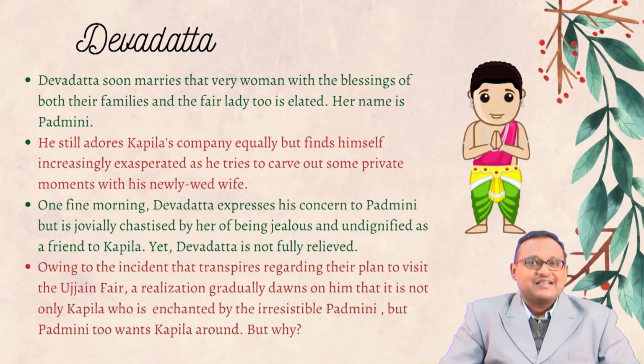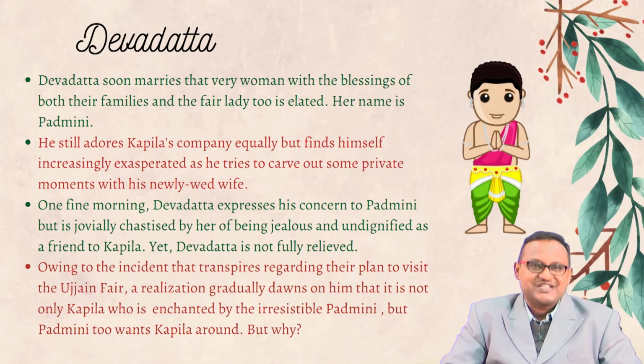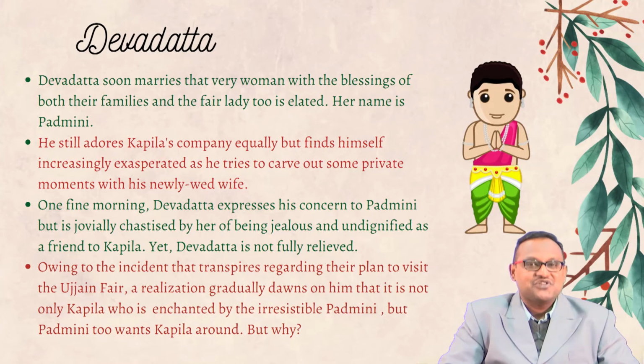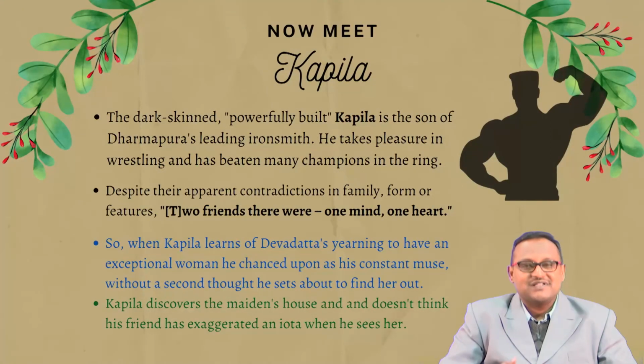It's not just that. When Devdutta confronts Padmini about this, Padmini, of course, chastises him, saying that he is just being jealous and all that. But gradually, Devdutta realizes that Padmini is also drawn to Kapila in a significant way. Therefore, what does he do? Now, he thinks a lot about them. He realizes that probably this attraction is more solid, and therefore, what does our friend Devdutta do?